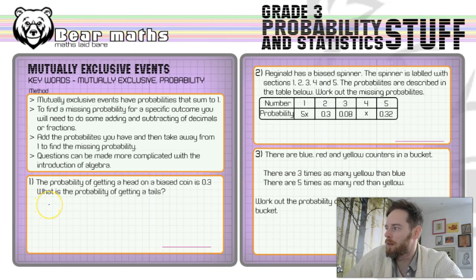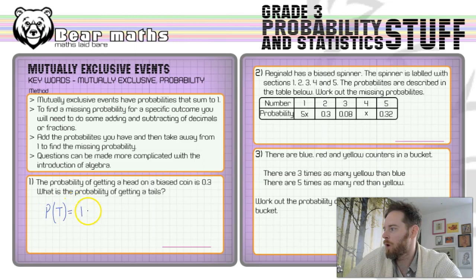So question number 1, the probability of getting a head on a biased coin is 0.3. Biased meaning it favours one thing more than another, remember. So what's the probability of getting tails? If we were going to write the notation, big capital P, brackets, T for tails. We don't have to write that, but it's nice to know that we can.